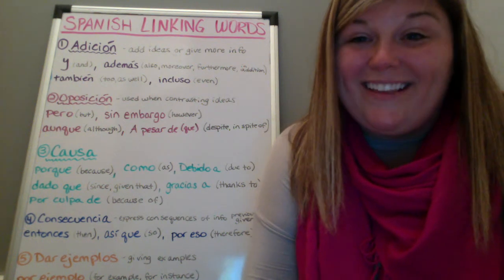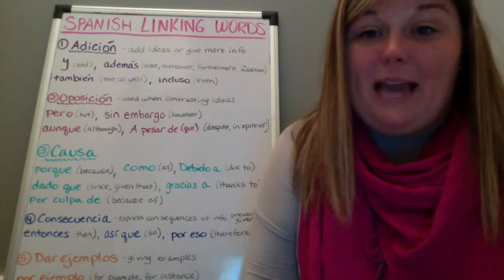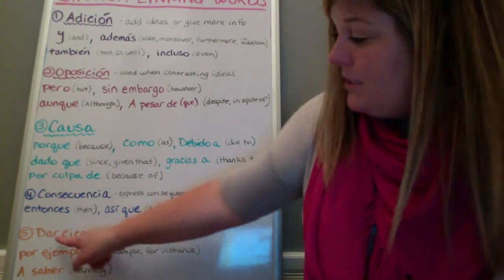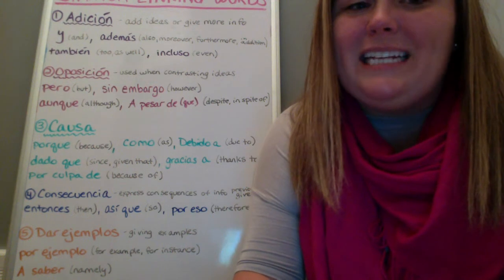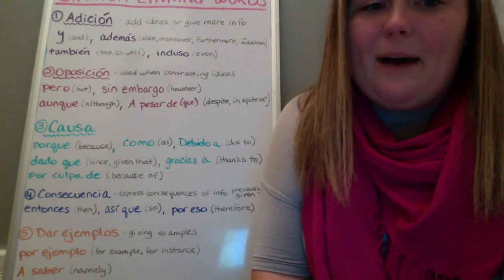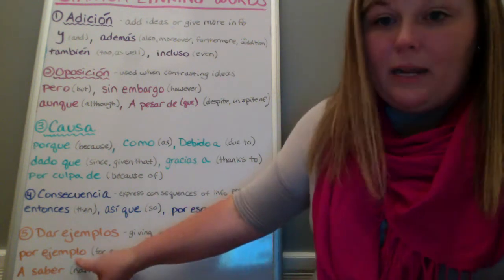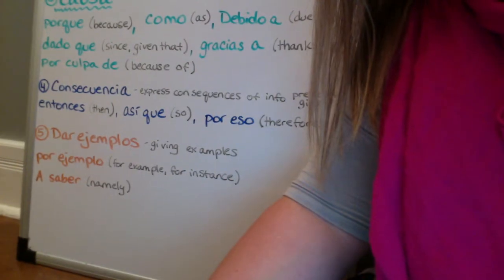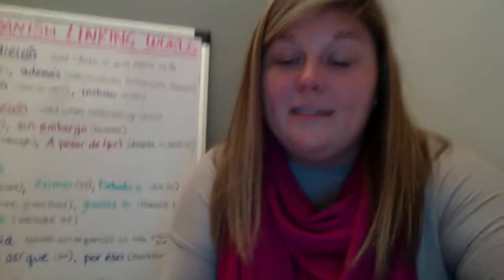See? Okay. All right, so our last category of linking words in Spanish that we're going to talk about today is dar ejemplos. Dar ejemplos means linking words that we use to give examples of things. And the first one that we're going to talk about is por ejemplo. So por ejemplo means for example or for instance.